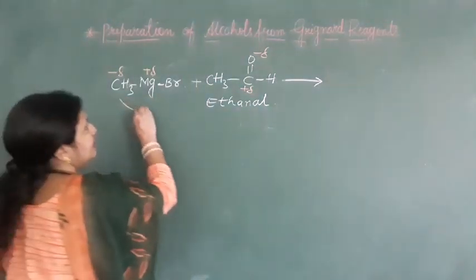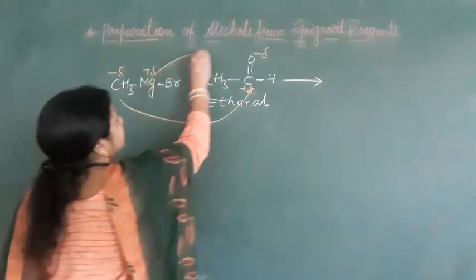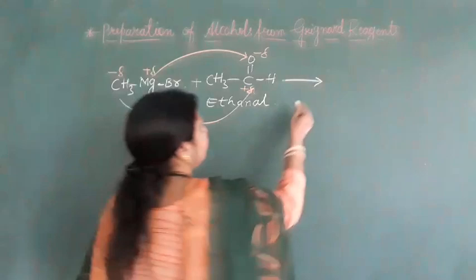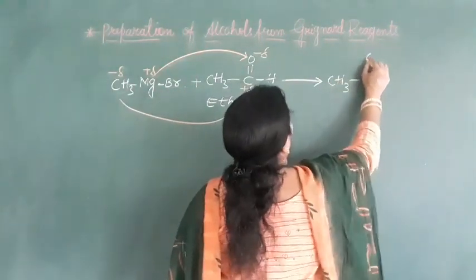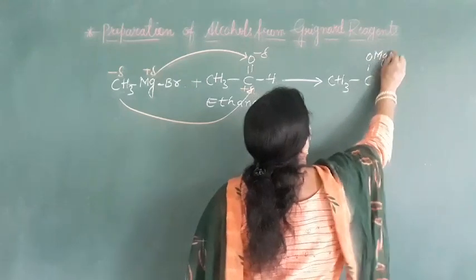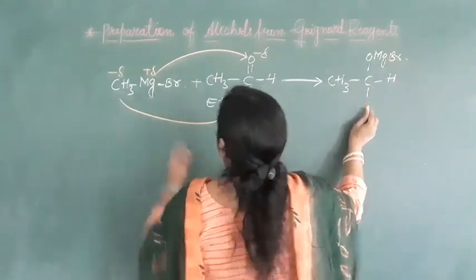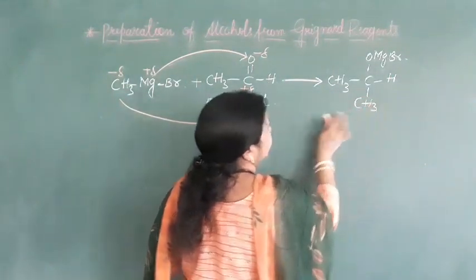So this CH3 minus, first it will attack on this carbon here, and this MgBr will go with this oxygen here. So what product will we get here? This is our CH3CO MgBr. Okay, H we have here, and here this CH3 will get added. Addition product we are getting here.